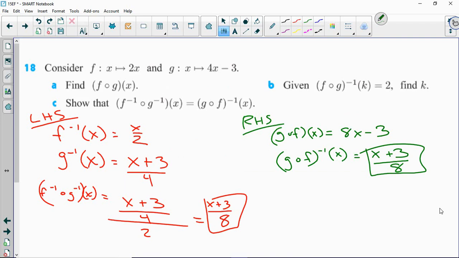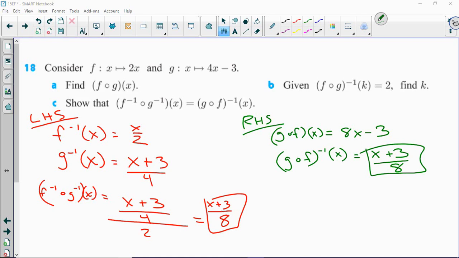We can see that I've done the left-hand side separately from the right-hand side. This is a show that question, so I wouldn't want to do anything where I'm crossing over the equal sign, because if I write them out as an equation and then cross over the equal sign, then I am assuming that they're equal from the beginning, whereas the problem is telling me to show that they are actually equal. So I simplify both sides separately, and I get the same answer.